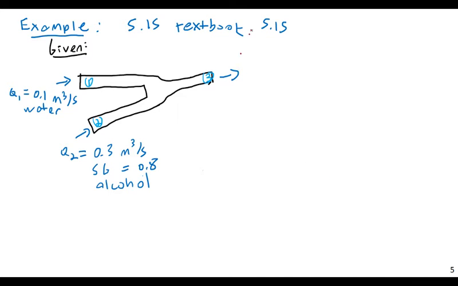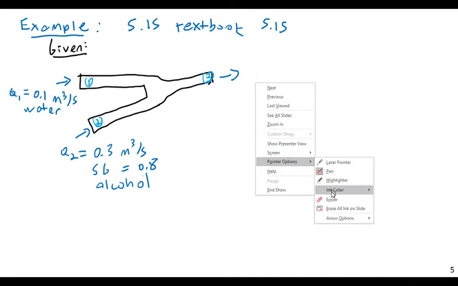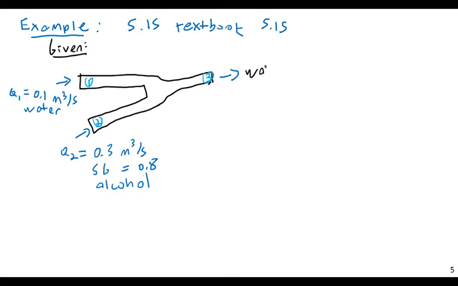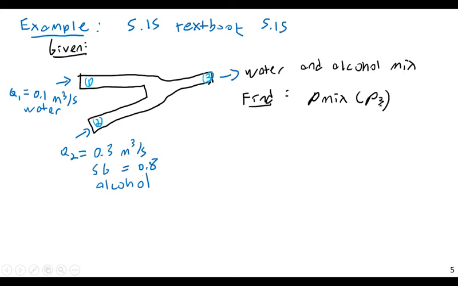And then coming out of here is going to be a water and alcohol mix. Basically, what I wish to find is right here: find rho mix, which is going to be rho 3. So here I'm actually solving for an unknown density. We have streams of material coming in, and I don't know how they're going to combine. I have two streams of material flowing into this tube, and coming out of it is going to be some amount of material, a flow rate, et cetera.